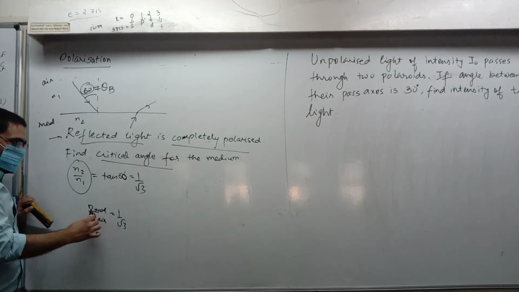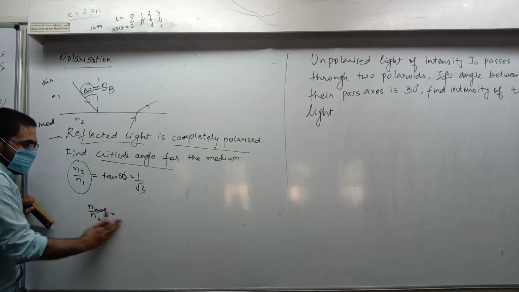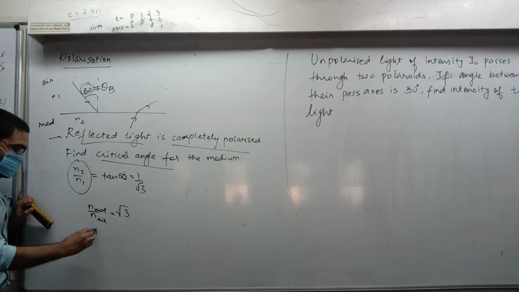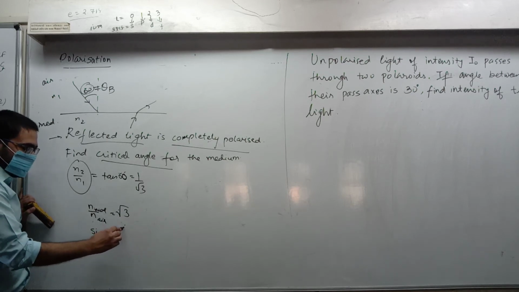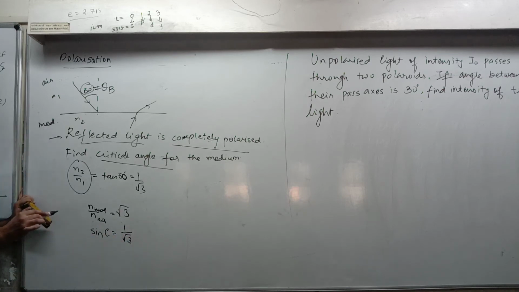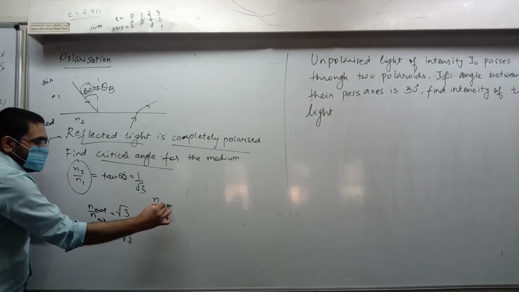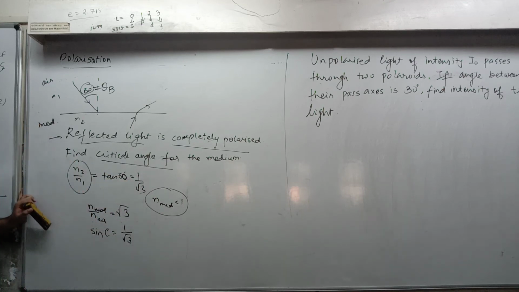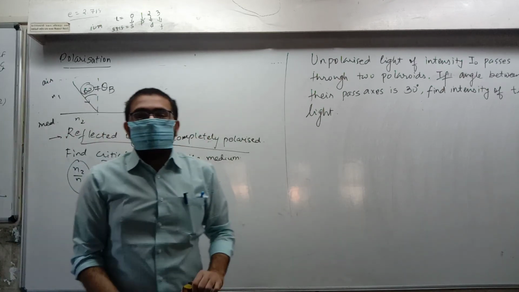Okay, so you get n medium upon n air equal to √3, right? And then the critical angle can be found by sin c equal to 1/√3. Is this fine? So the problem was that n of medium was less than 1, which is not possible, right? Try this one now.